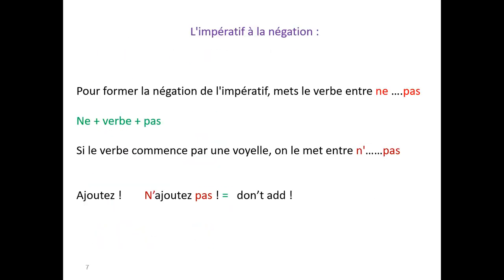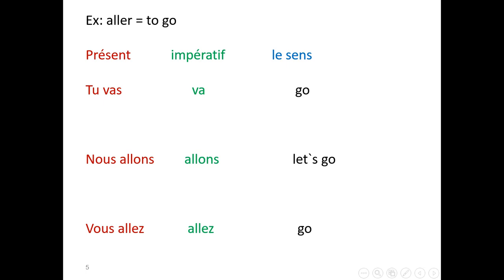Verbe aller, présent tu vas. At imperative, you cross tu and s, va. Nous allons. It's present. At imperative, you cross nous. Allons. Let's go. Vous allez. You cross the subject vous. Allez.